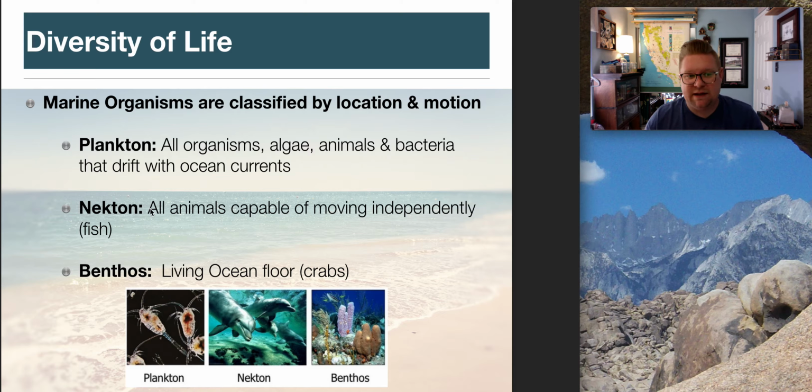So we have the plankton, nekton, and benthos. So plankton are all organisms, animals and bacteria, that just drift. They have no control over where they're going. They're just floating around. They don't have the ability to control their location, right? Nekton are all animals capable of moving independently. So they have fins. They can control exactly where they're going to go. And then benthos are the ones that live on the floor. So these are like your crabs, your sponges, stuff like that that live on the bottom.